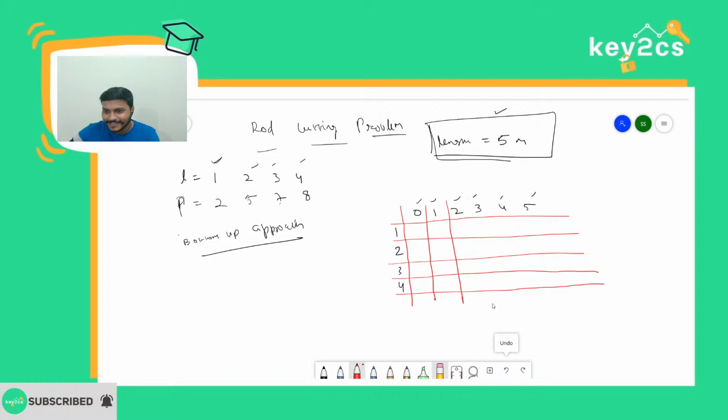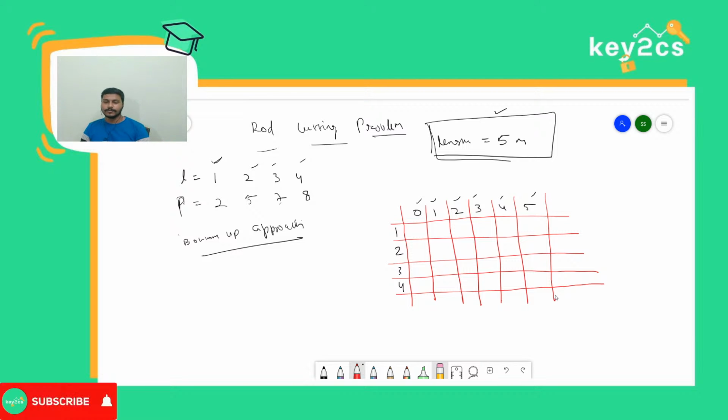This one is not good. Okay, adjustable, fine. So I have drawn this table, so I would put some values. Bottom up approach, so we would start with small values, and for larger results, we would use these small values. That is the whole purpose here.